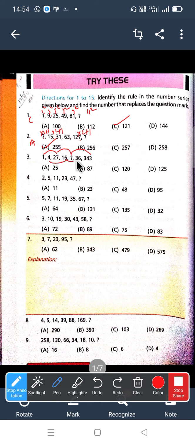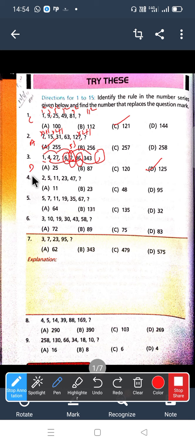Coming to the third one, if you observe, these are cubes and the second alternate numbers are squares. So in this question part you need to find out the square of which number you will take. This is 2 square, this is 4 square, and this is 6 square. Here this is the question mark, children. In this question mark part you need to take the cubes. So 1 cube, 3 cube, 5 cube. 5 cube will come. So the answer is option D.